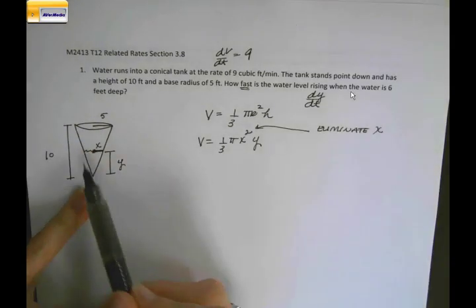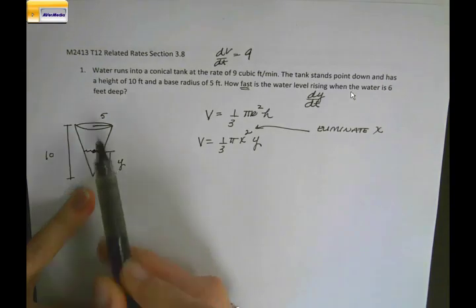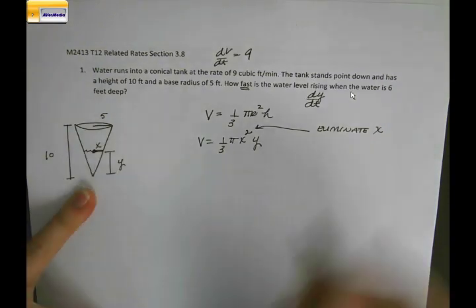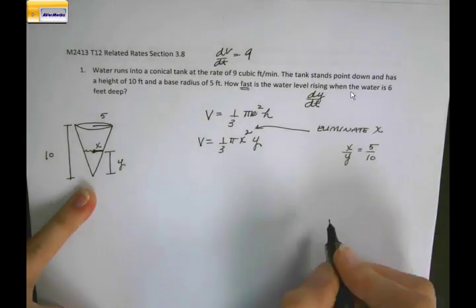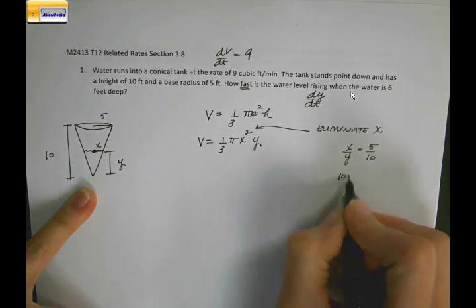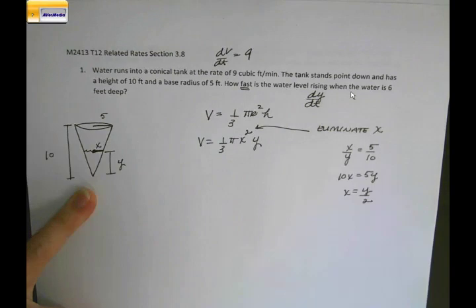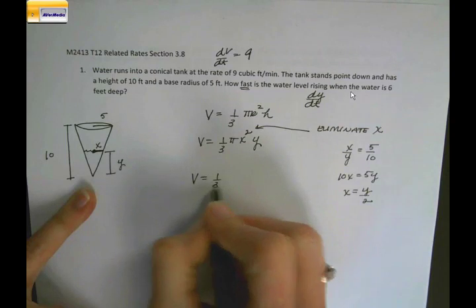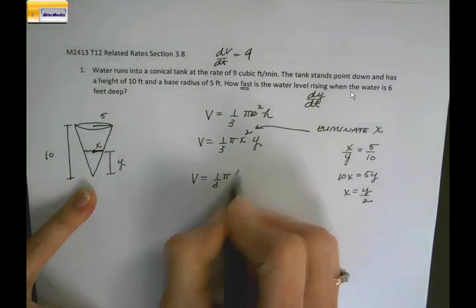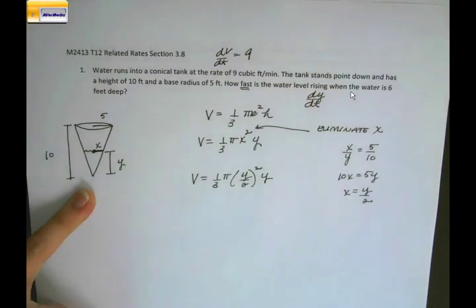Look at the picture. You have a proportion in this picture. x is to y as 5 is to 10. So 10x equals 5y, or x equals y halves. So to get rid of x, replace x with y halves. So this becomes V equaling 1/3 pi (y halves) squared times y.